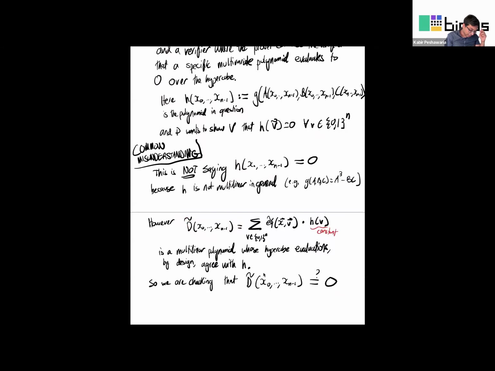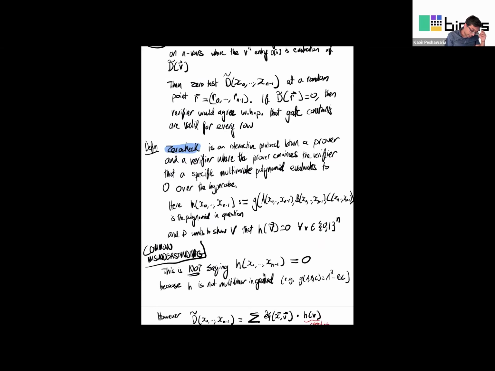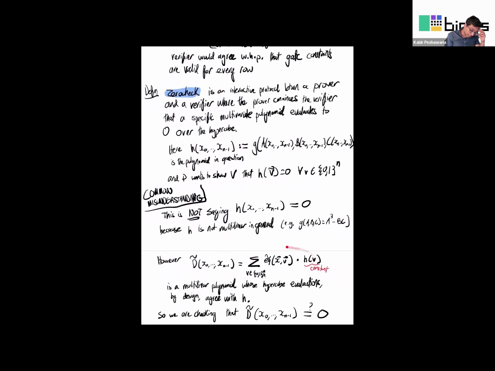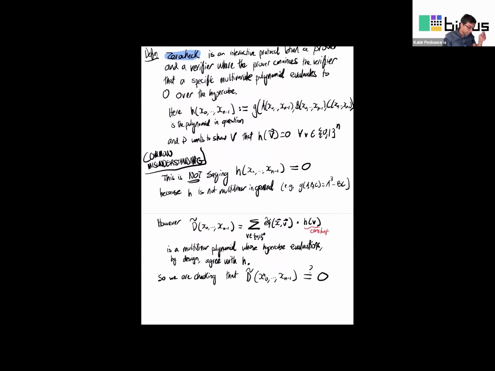So what we're really doing in Zerocheck is we're given a multivariate polynomial, and then we define a multilinear polynomial that agrees with the multivariate polynomial over the Boolean hypercube. And we're going to do something that mathematically is equivalent to checking whether this multilinear polynomial at a random point is in fact 0. But that's sort of a behind-the-scenes math detail of what we're doing.